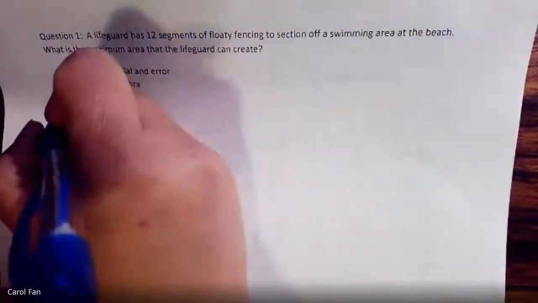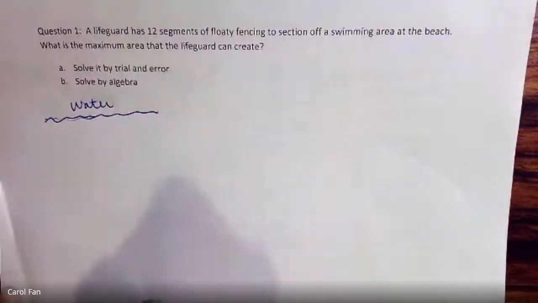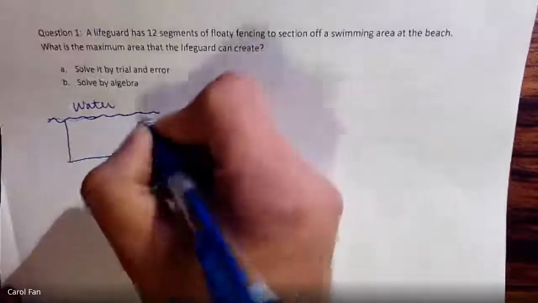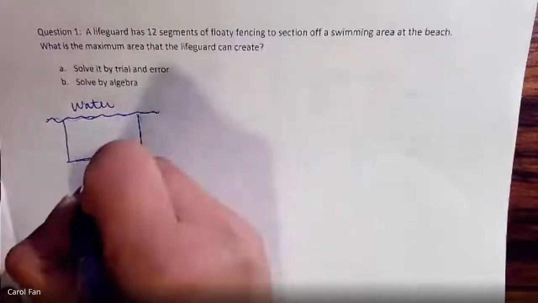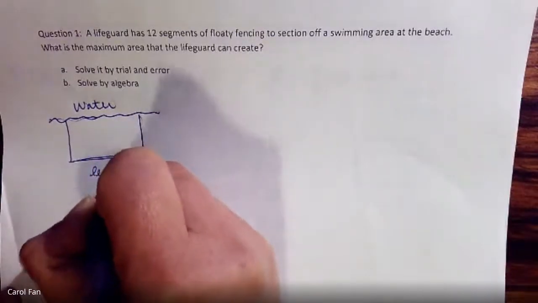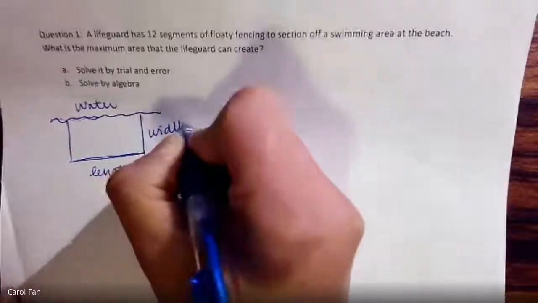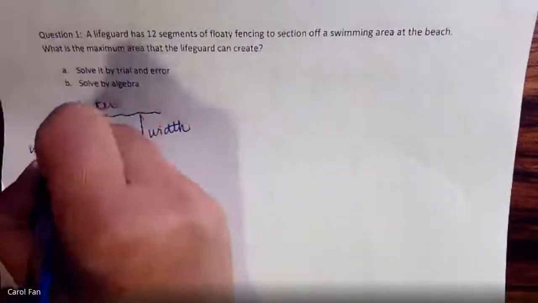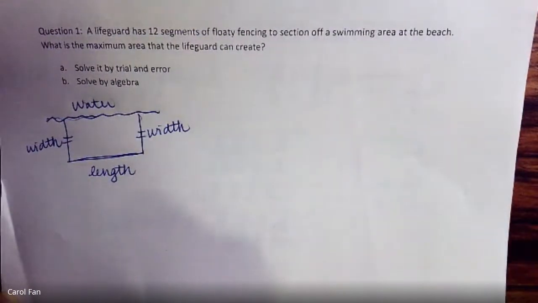So let's say this is the water for our beach. We are going to have 3 sides of fencing. So I have one side that's considered the length, and I have 2 sides, which I would consider the width. And the 2 widths are equal to each other.